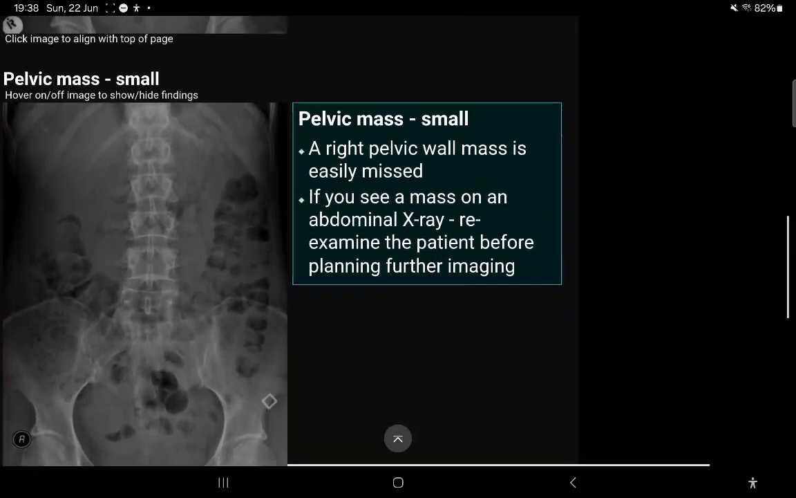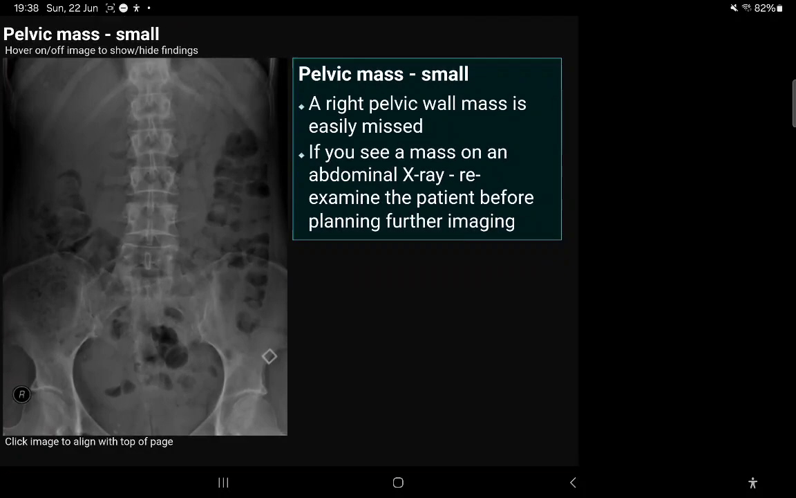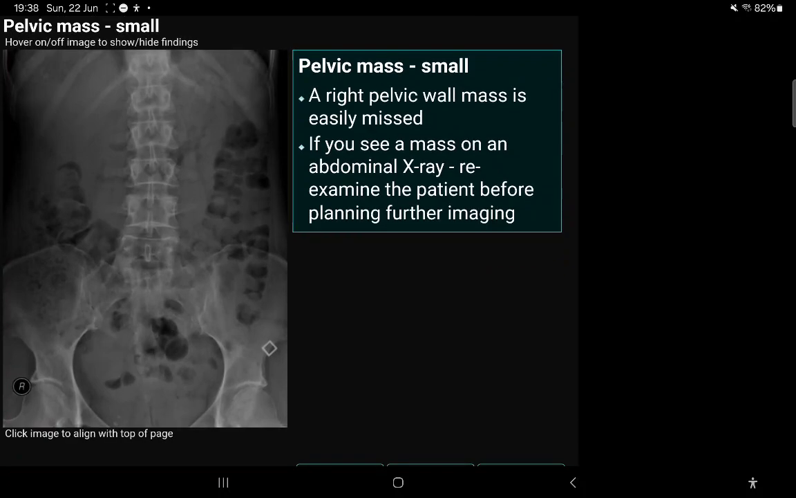Here we have a small pelvic mass, which may be difficult to visualize on the X-ray. A right pelvic wall mass is easily missed. If you see a mass on an abdominal X-ray, re-examine the patient before planning further imaging, because further imaging can need certain protocols, like CT with a certain protocol according to the suspected abnormality. So discuss this with the radiologist you are referring your patient to.